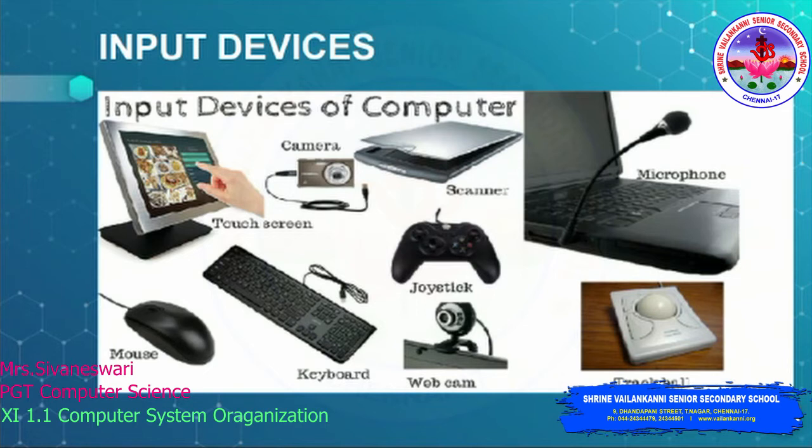Now we said that it is converted to binary form. The term binary means two states: on or off, high or low, yes or no. These two states can be represented using two bits or symbols, 1 for on and 0 for off. Now let's see a few examples of input devices: mouse, keyboard, touchscreen, camera, scanner, joystick, webcam, microphone, trackball, etc.